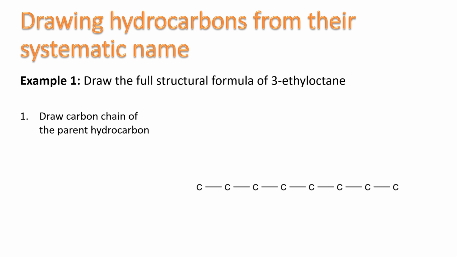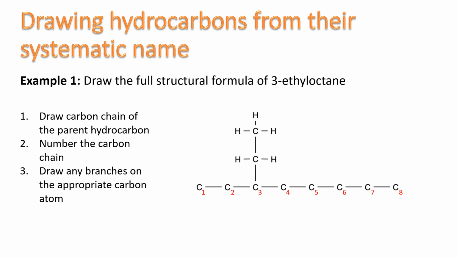So our first step is to draw the carbon chain of the parent hydrocarbon. In this case, our parent hydrocarbon is octane. Now we remember that oct tells us there are 8 carbon atoms, and the ane tells us that they're only carbon single bonds. Step 2 is we number the carbon chain. Now because we are drawing it, it doesn't matter what side we number from. So I've just numbered from the left, 1 to 8.